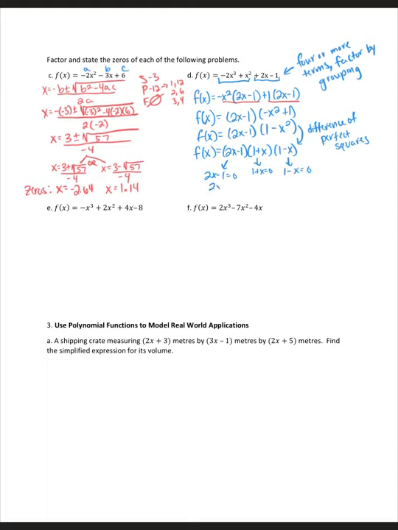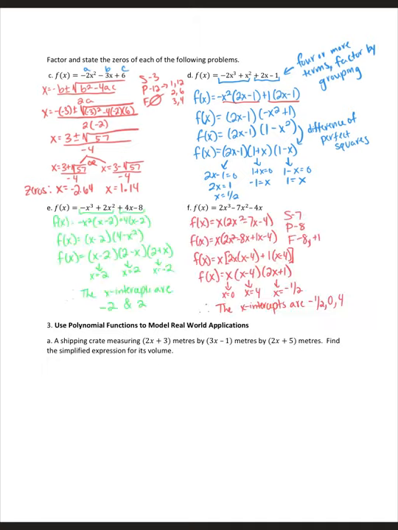So in this case, you're going to move the 1 over by adding it, and x is going to equal 1/2. Over here, 1 is going to equal x. Sorry, -1 is going to equal x. And over here, 1 is going to equal x. So those are your zeros. Go ahead and pause the video and try to work through E and F on your own. Okay, so there are the solutions for E and F.